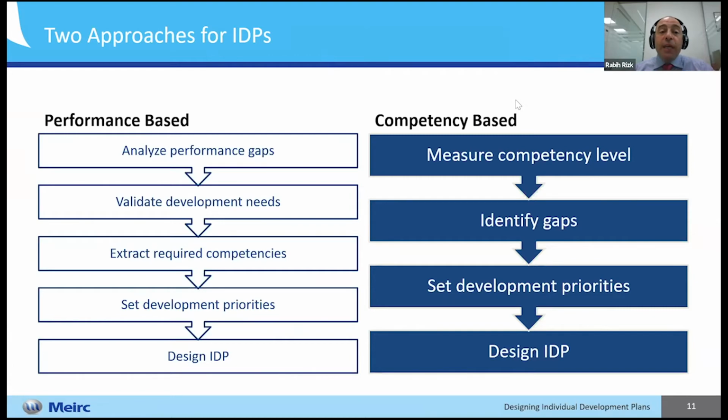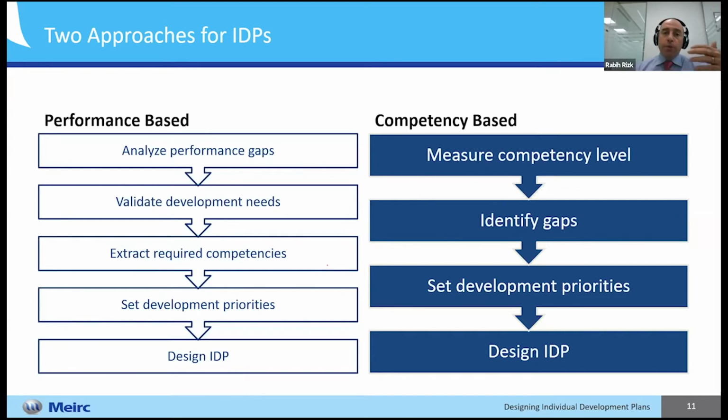So going back to the process of developing individual development plans, I would suggest two scenarios based on how the IDP is initiated and also based on what kind of infrastructure and what kind of system you currently have in the organization. So two approaches. The first one is a performance-based approach to develop IDPs. And I'm going to give you examples around both of them.